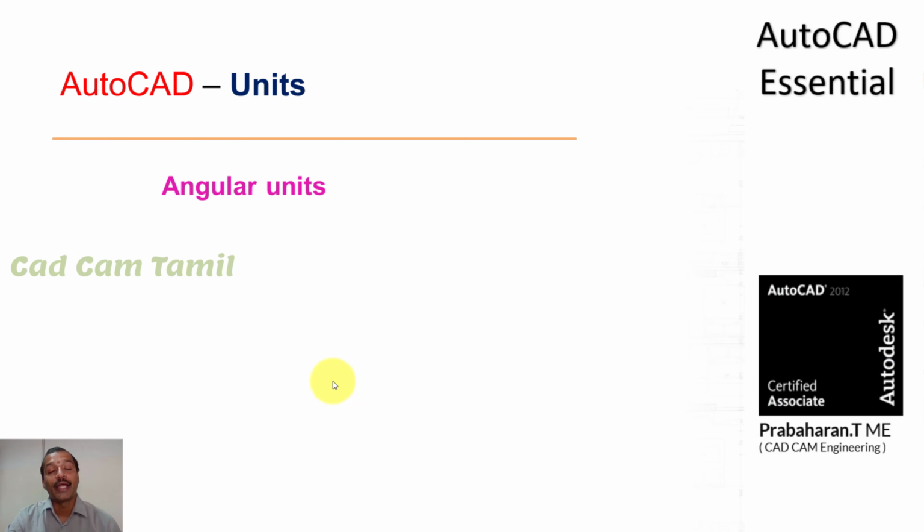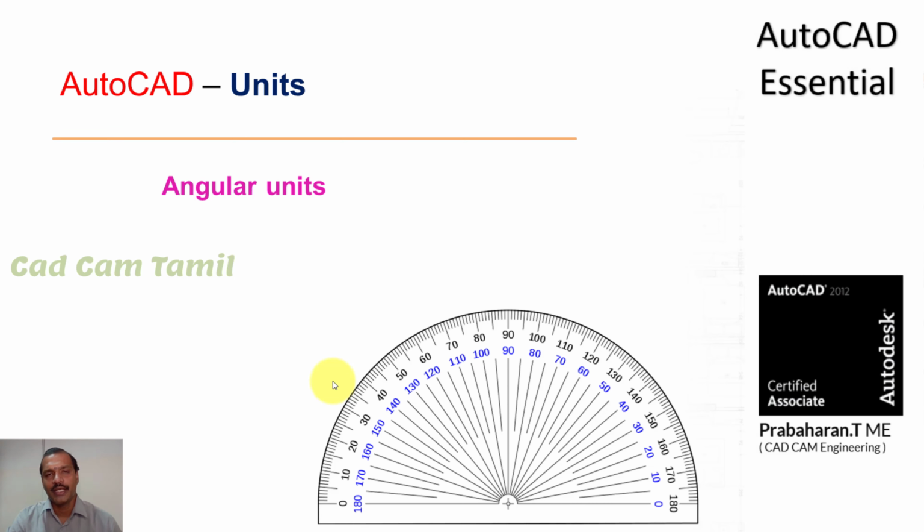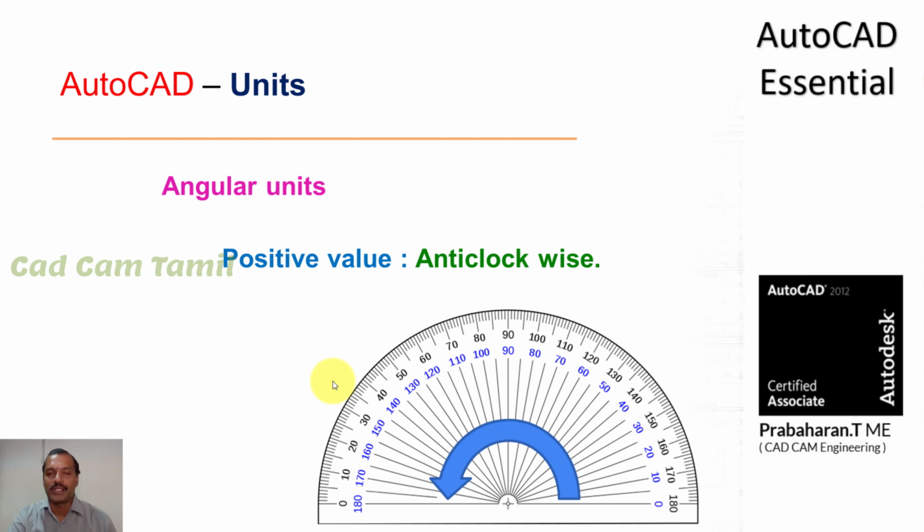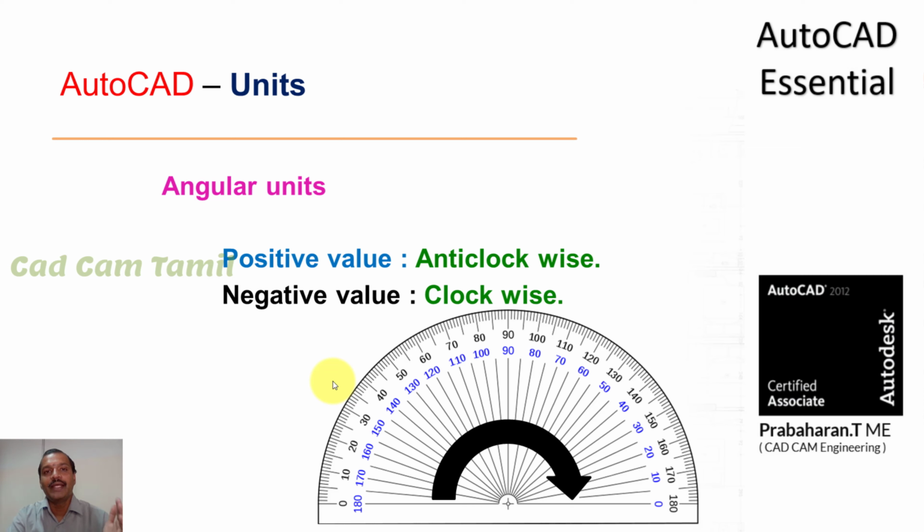Okay. Next, angular unit. As we know, we use the protractor for measuring angles. We measure from right to left. This is what we generally use. So right to left is a positive value. In a similar way, in AutoCAD also we measure the angle in the anti-clockwise direction. That means in AutoCAD the positive value is considered anti-clockwise. Similarly, we can measure the angle in clockwise also. That means in AutoCAD, negative values are considered clockwise angles. Okay. Only these two things are available in angular measurements.